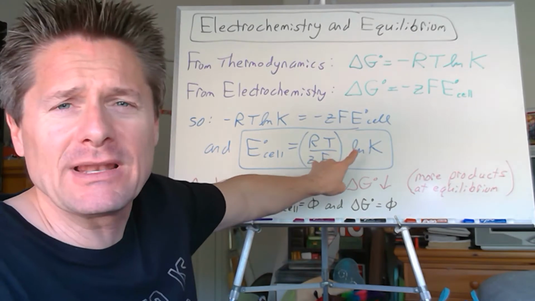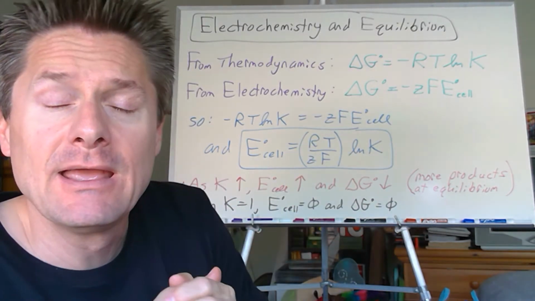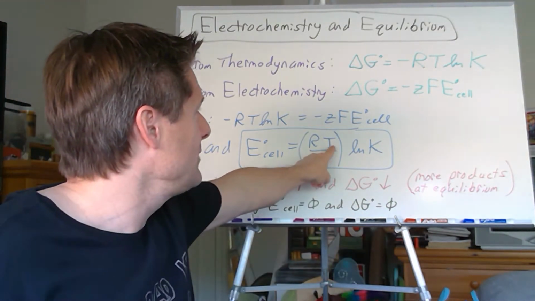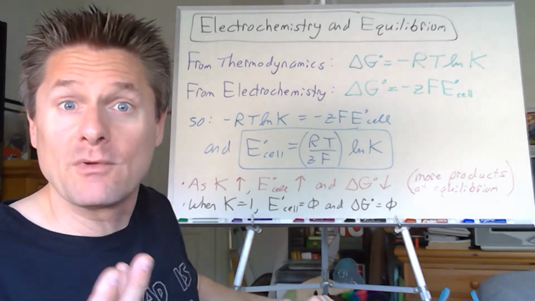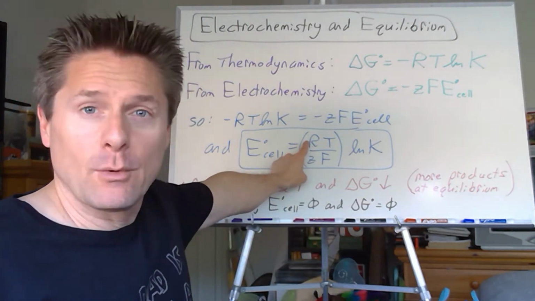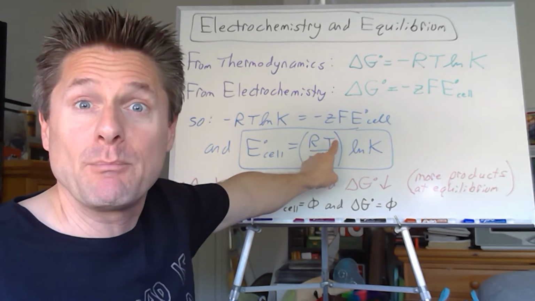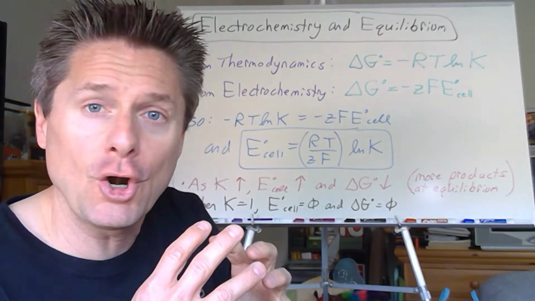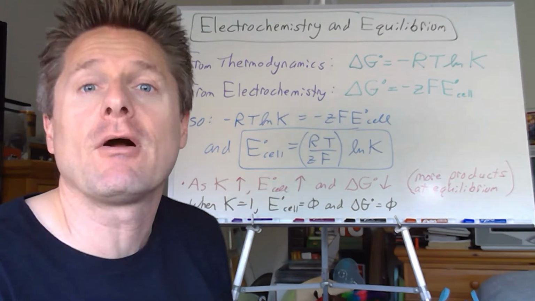Now, in the textbook, in a lot of places you'll see this collapsed into a shortcut, because so many times we do it at 25 degrees Celsius anyway. If you put in 298.15 Kelvin for the temperature, R is always the same, F is always the same. If the temperature is always 298.15 Kelvin, you can collapse RT and F into one term and just get E naught cell is that constant divided by Z times log K.